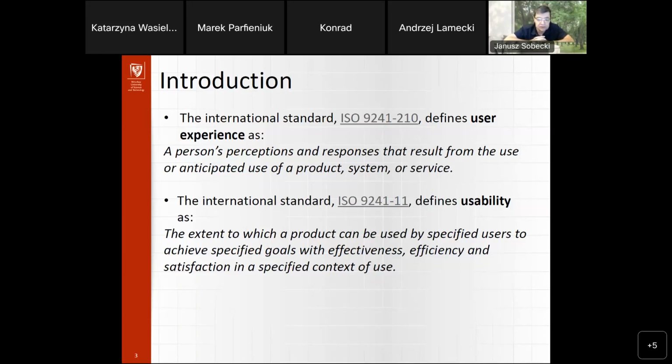Depending on the authors, we may find also many other differences between user experience and usability. Of course, user experience is always more subjective, depending on the, let's say, satisfaction part of the usability, not on the effectiveness or efficiency.